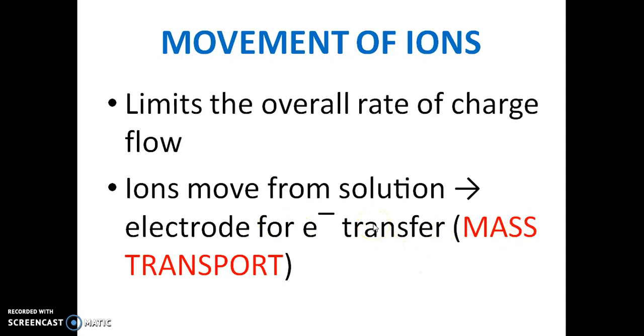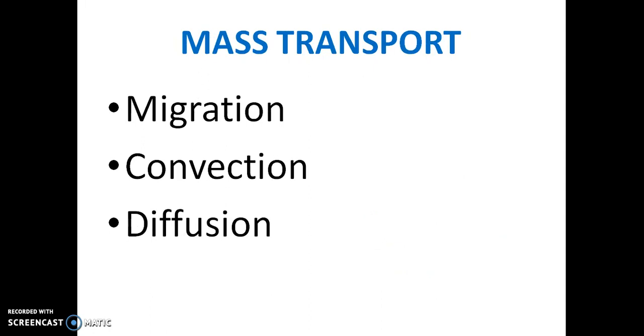And there are three ways the mass transport is taking place in the electrochemical cell. One is migration, another one is convection, then the next one is diffusion. I'm going to explain the three phenomena which are taking place in the electrochemical cell.